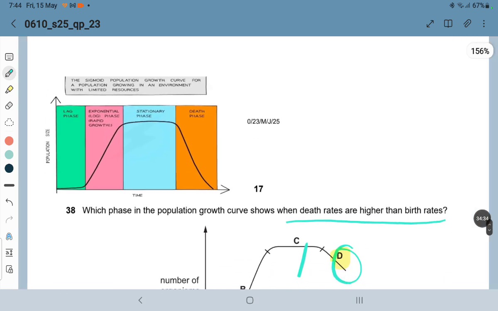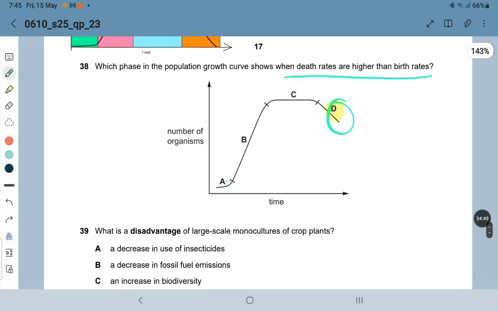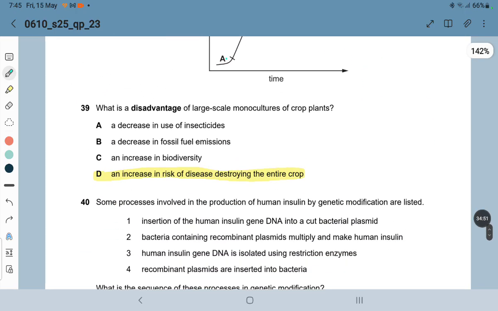And you can just check it out here in the notes. You can see that this phase is after the stationary phase, which is after letter C. So the answer for that question is letter D. 39. What is a disadvantage of a large scale monoculture of crop plants?